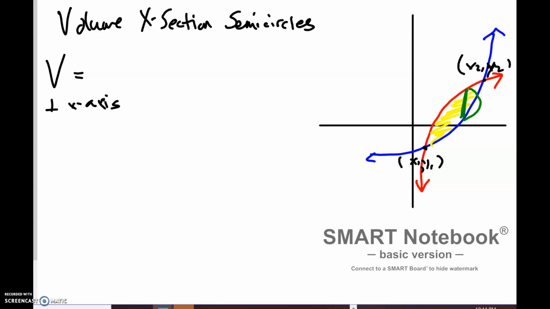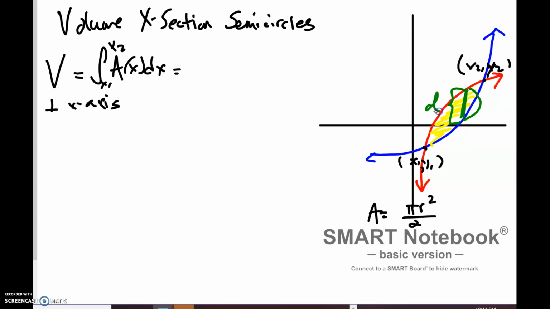So you know that volume is the integral of area, and you know the area formula for a semicircle. Well, for a regular circle it's pi r squared, but you divide that by 2. And this vertical distance right here is d, and d is known as the diameter. So you know that the radius is half the diameter.